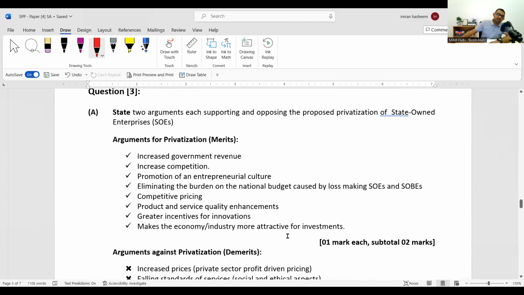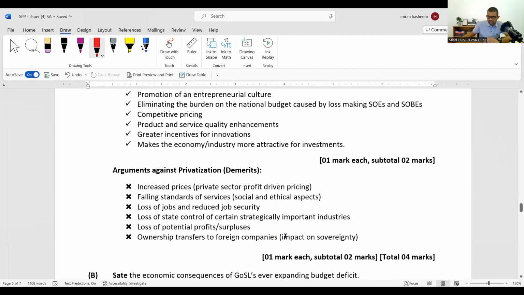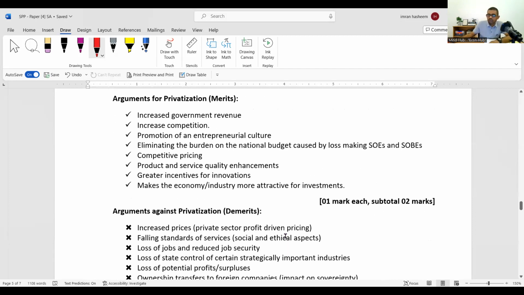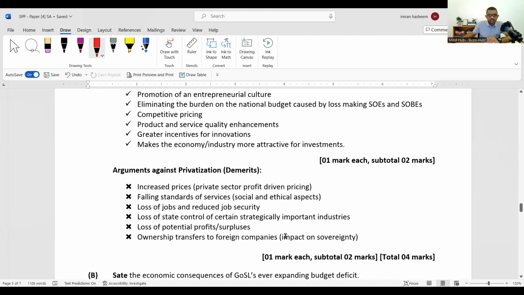Question 3 focuses on the government budget and how they are dealing with public debt and things like that. I've asked a question which is very much a hot topic these days: privatization, restructuring, these kinds of things. What are the arguments for, the merits, and the demerits against? I only asked for 2 arguments for and 2 against, but I've given you a range of arguments so that you can learn something out of it. Is that clear, Buddha?